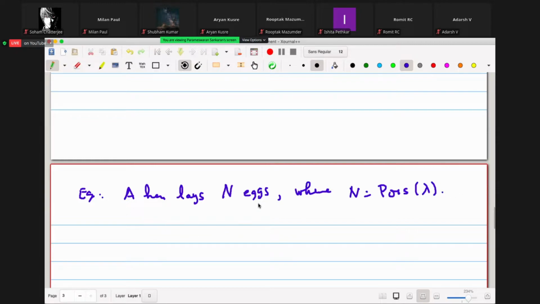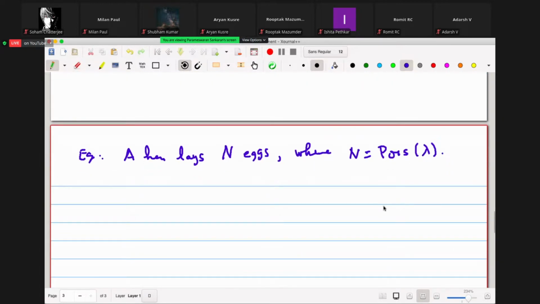On some day it may lay 2 eggs, some days 3 eggs, some days no egg at all, and so on. So we don't know the number. That number, if you call it little n, follows Poisson. Little n is a random number whose distribution is given by, whose mass function is given by this Poisson mass function with parameter lambda.